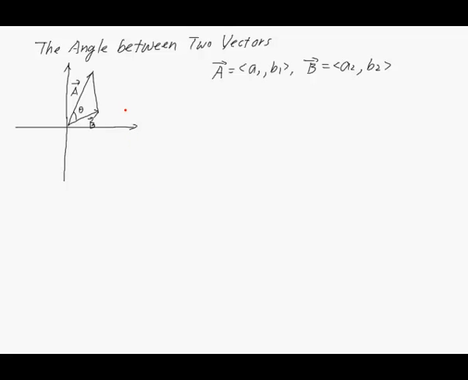So, we know this one begins with the terminal point of the vector B and terminates at the terminal point of the vector A is just the vector A minus vector B. Okay, so let's get the A minus B, which is equal to A1 minus A2 and B1 minus B2.